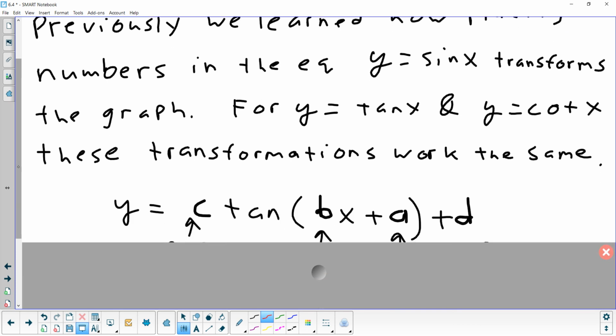Okay, it's the ABCD that I always use. And what does A do? Actually, you know what? So I can go left to right, let's start with C.